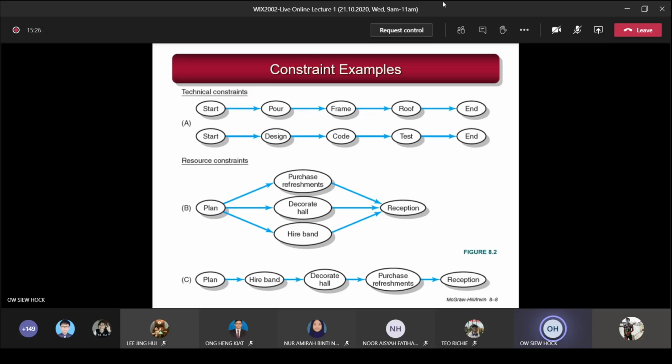So in part B, you can see you will need more than one person, because the activities, purchase refreshment, decorate hall, and hire band, are being done at the same time. So one person cannot handle all three at the same time. You need probably at least three people. If one person does one thing at a time, then you need three people to help you plan this wedding reception. So in this case, if you have only one staff, then you have a resource constraint, not enough manpower.